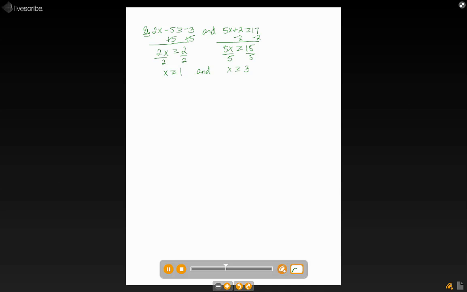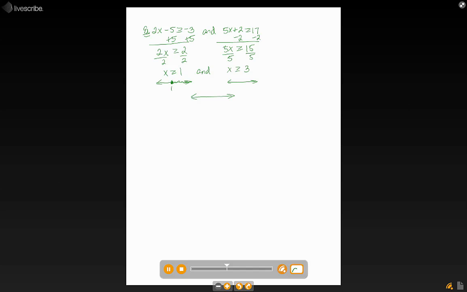Do you guys mind if I graph? Okay. In this case, I'm going to do 3 graphs. I'm going to do a graph for this guy, a graph for this guy, and then a graph that's the answer in the middle. All right? So graph x greater than or equal to 1. I write 1, shade to the right, and 1 is included, so put a dot.